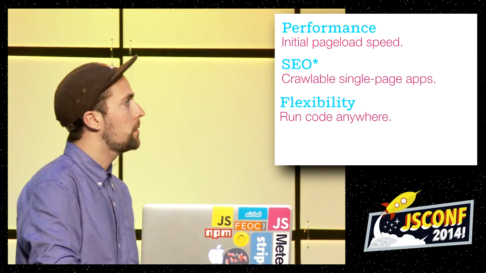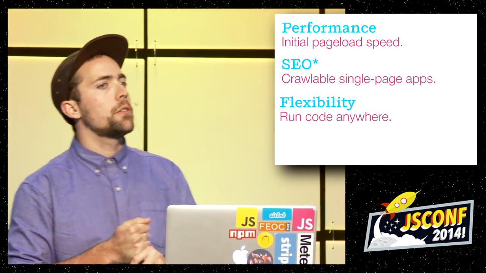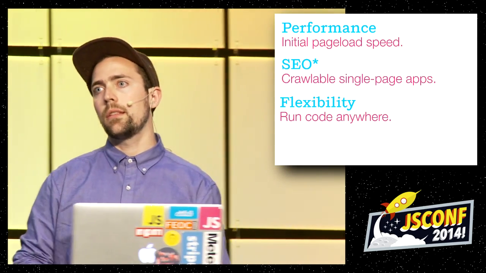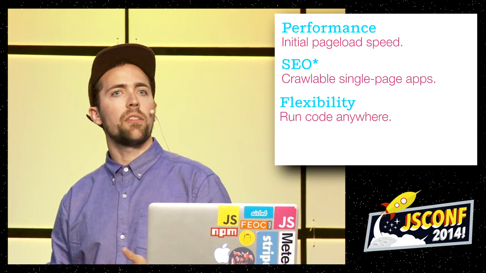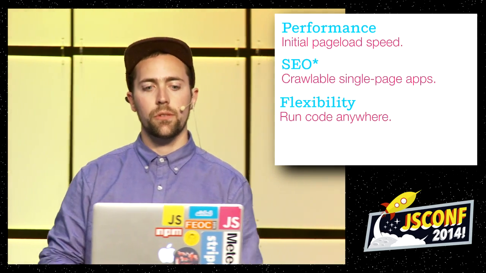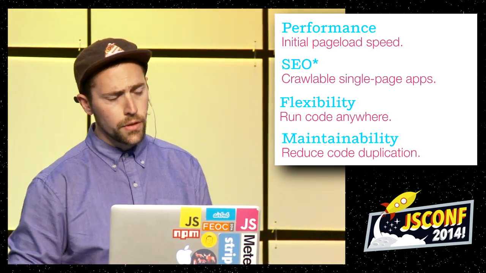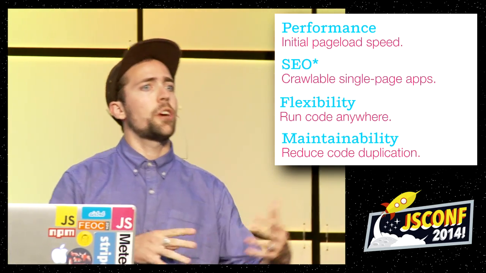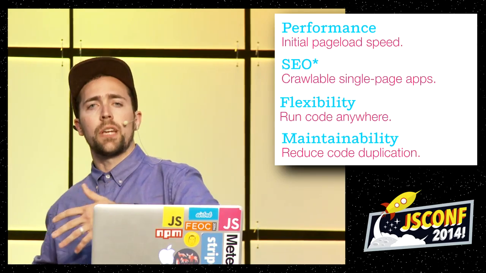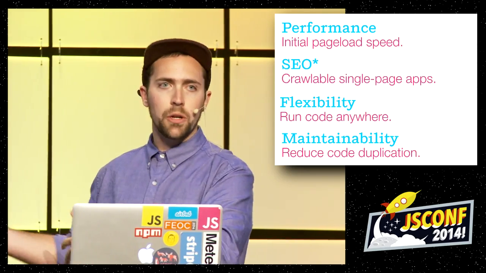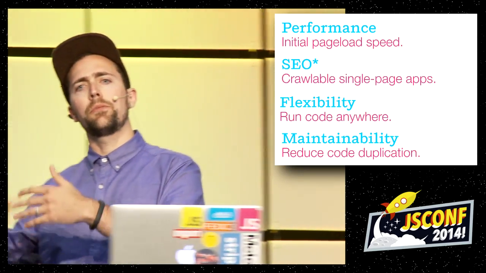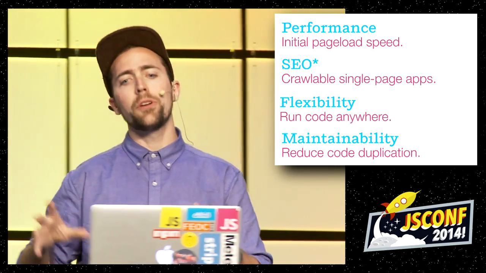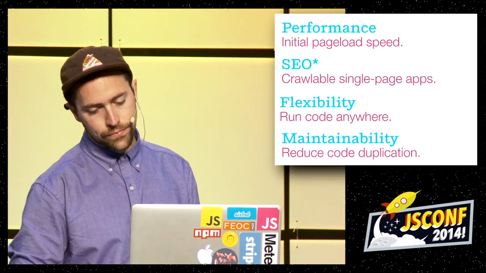Flexibility is another one. Because you can run your code on either side, it opens up a lot of doors for doing new things. And I think that Meteor and Asana wouldn't have been possible if it weren't for this ability. And maintainability. I think a lot of us have tried to share templates between client and server, for example in different languages, say in Ruby or in Python, but you end up duplicating either part of the template or the template engine or your view helpers, or at some point you're duplicating code, and that's never a good thing.